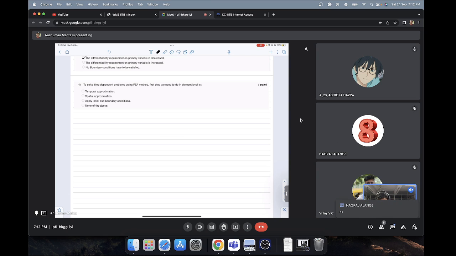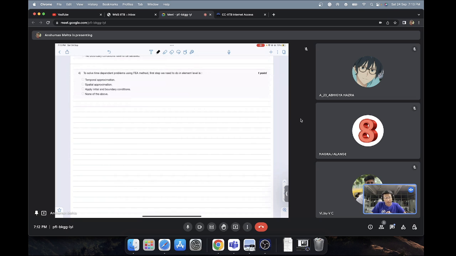Moving on. To solve a time dependent problem using the FEA method, the first step we need to do is at element level. Now we have two options: one is temporal approximation and one is spatial approximation. Temporal approximation means we are describing the time, and spatial approximation means we are describing the space. And next is to apply initial and boundary conditions. I will keep this on hold, and we will look at these two first.